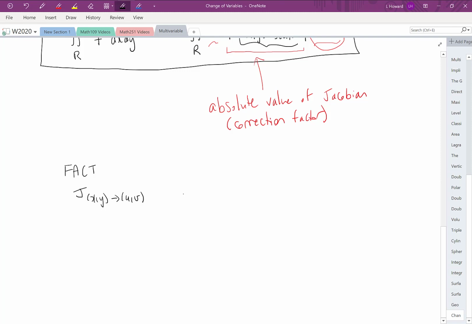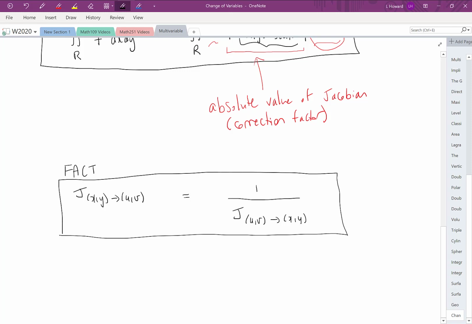And it turns out that that Jacobian is the same thing as 1 over a different Jacobian, specifically the Jacobian when you're doing the reverse change of variables, so from uv to xy. So Jacobian from xy to uv is actually just the reciprocal of the Jacobian from uv to xy. And that works out really nicely when this Jacobian here that we've got on the right side, sometimes that one's a little easier to calculate.